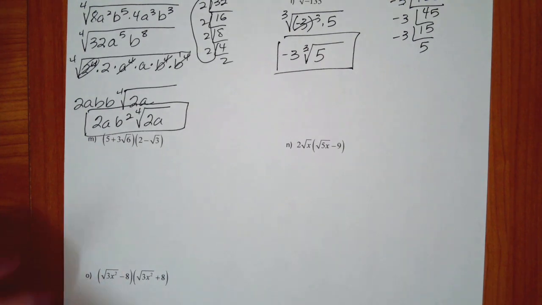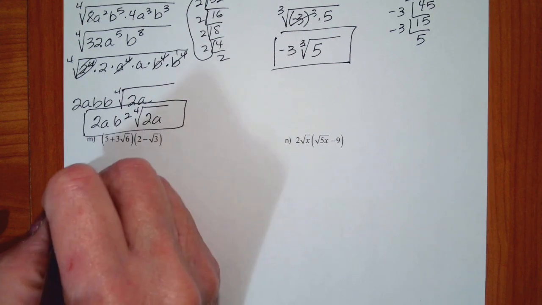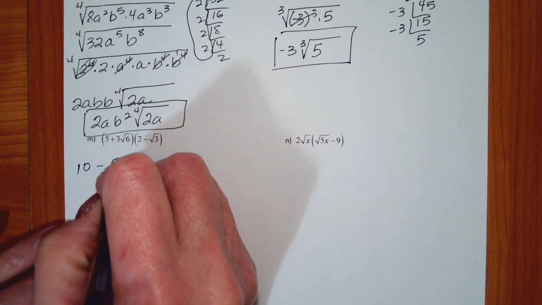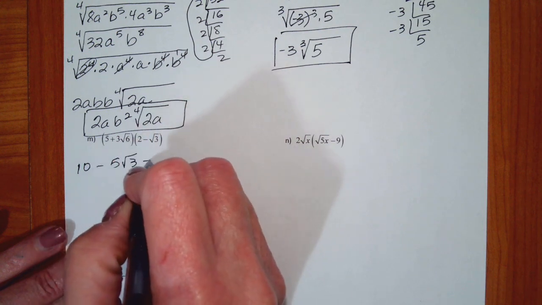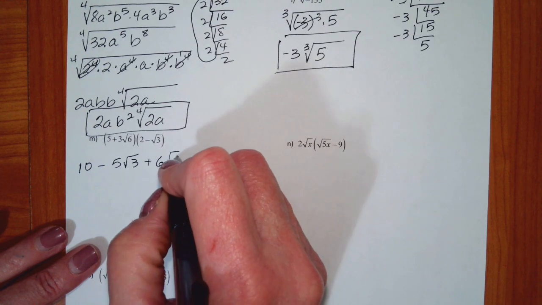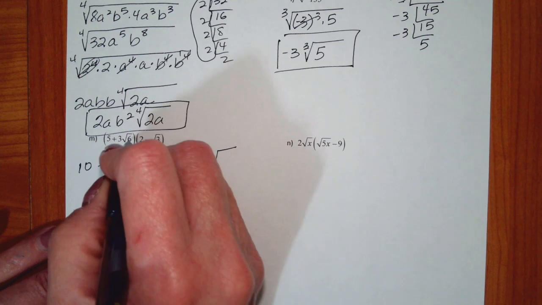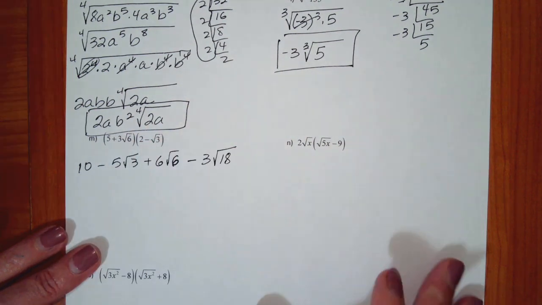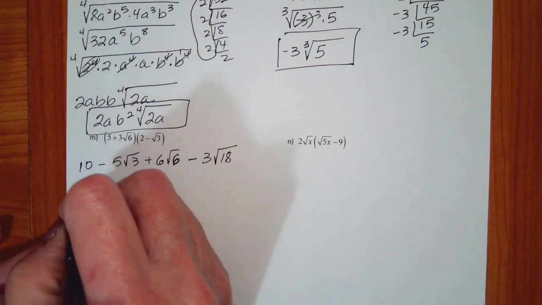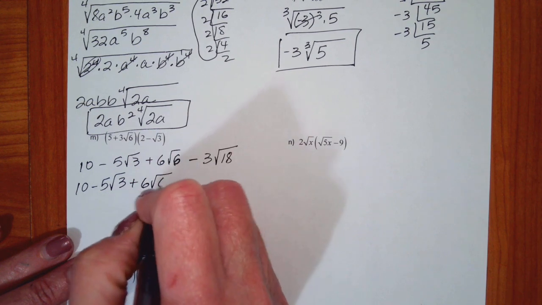Okay, if I'm going to multiply, same thing, I'm just going to distribute. So this is going to be 5 times 2, which is 10, minus 5 root 3. 3 times 2 gives me a positive 6 root 6, and that's a 6, minus 3 times the square root of 6 times 3 is 18. I'm starting to take a few shortcuts here. Okay, so this is 10 minus 5 root 3 plus 6 root 6.